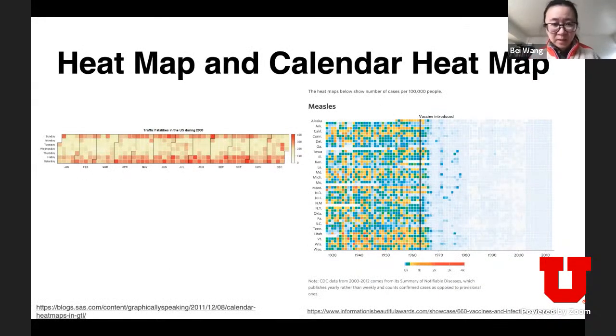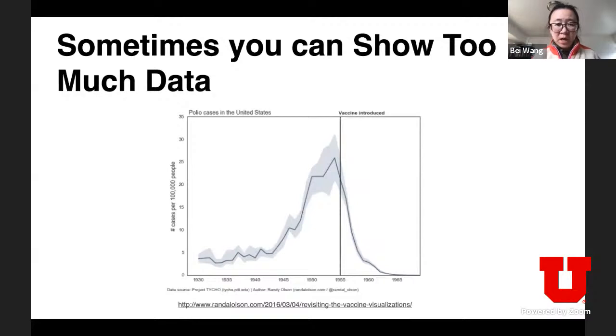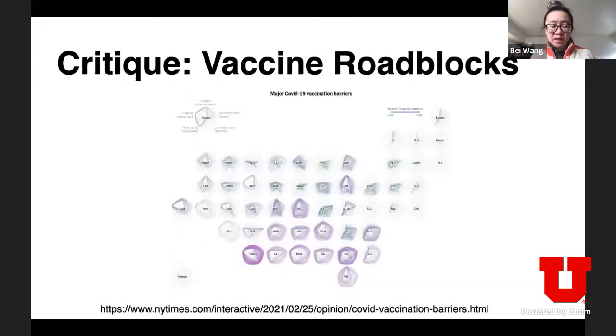And also there are things like heat maps, which we have seen before. Sometimes you have to think carefully about whether you are showing too much data, which can obscure the information you want to show. For example, this is one example I want to show as a critique. This is what I would consider an over-designed visualization. It is trying to show the COVID vaccination barriers, but it's so overly designed that it is missing the main point. In this particular case, probably a bar chart or histogram is better.